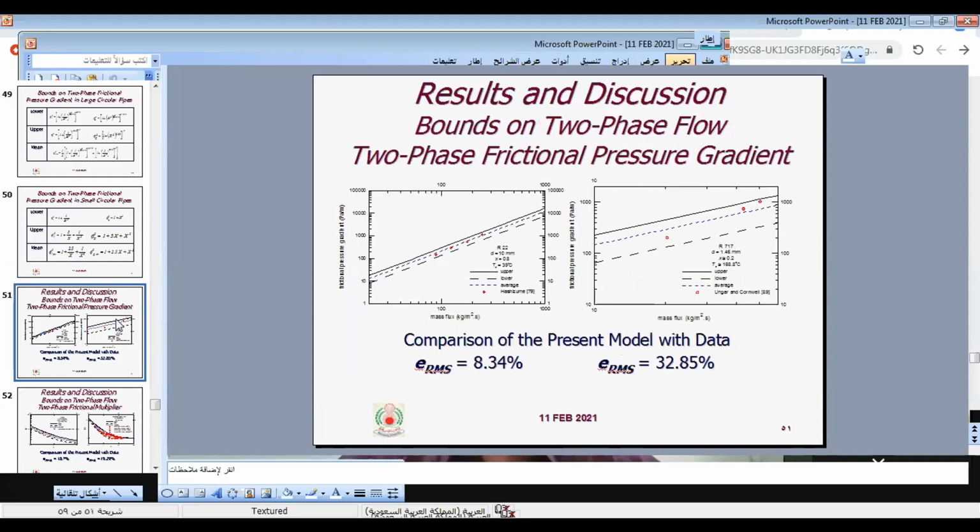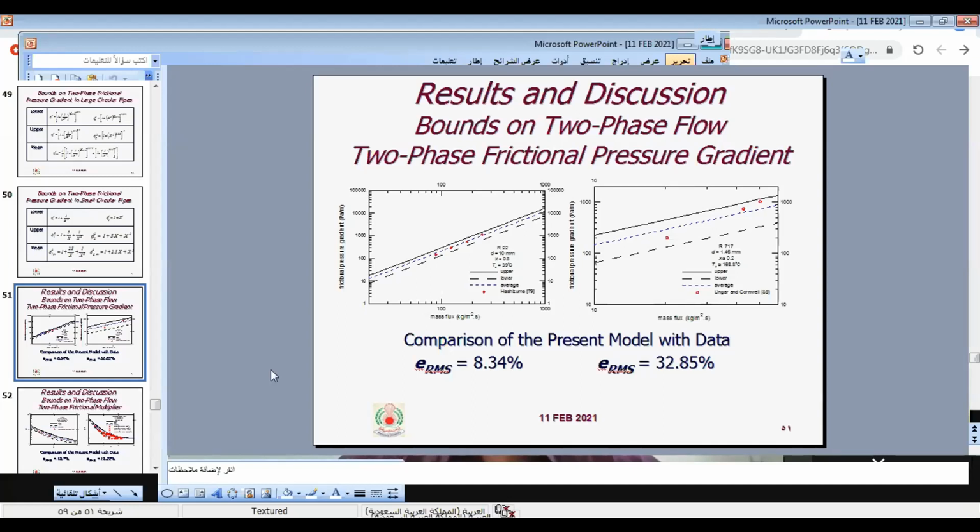Here I try to present some data to validate my model. For example, this data is for R-22 and a diameter of 10 millimeter and saturation temperature of 50 Celsius.